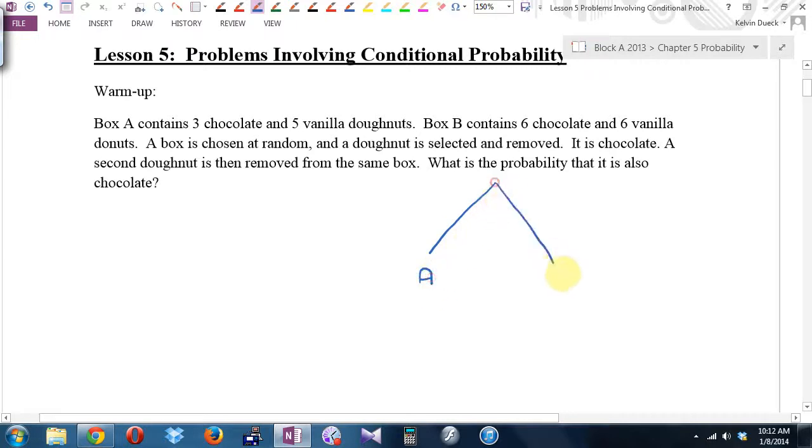Box A, box B. What's the probability of picking box A at random? How many boxes are there?